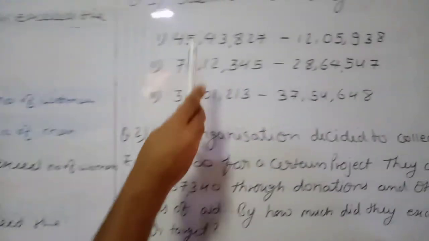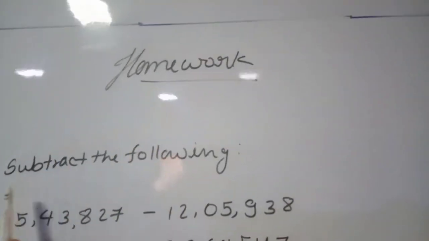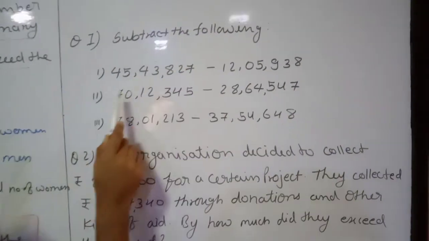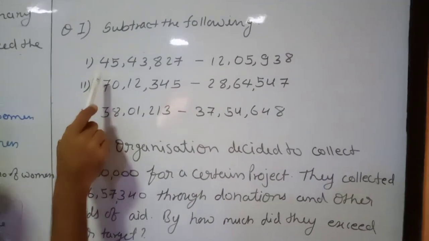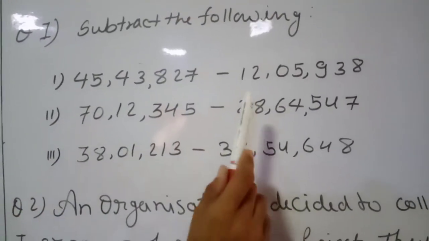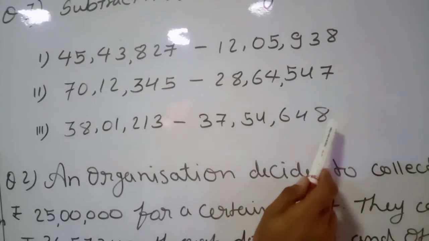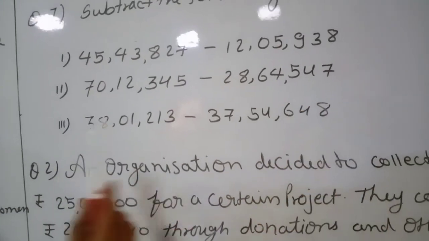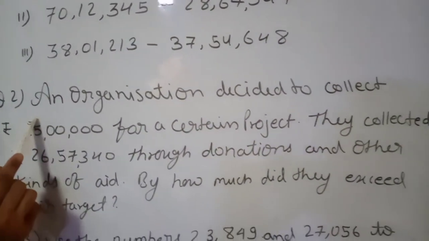Now the homework for today's video. Question number 1, subtract the following. Here you have 3 subtractions. Just arrange them in a proper way and do the subtraction, and be careful to start the subtraction from the unit place. Question number 2, a word problem is here.